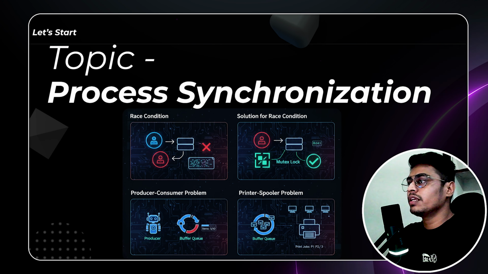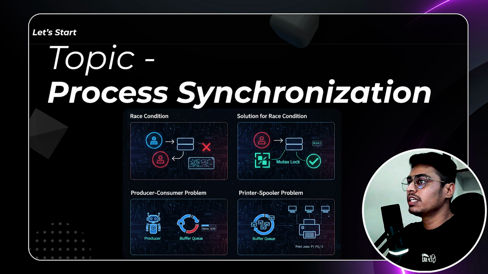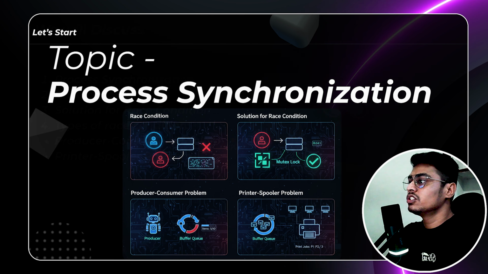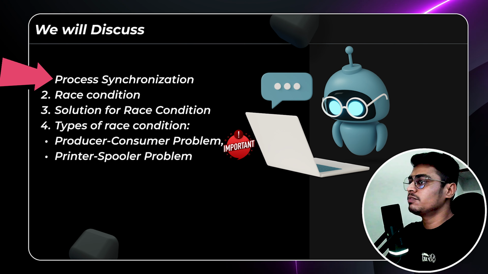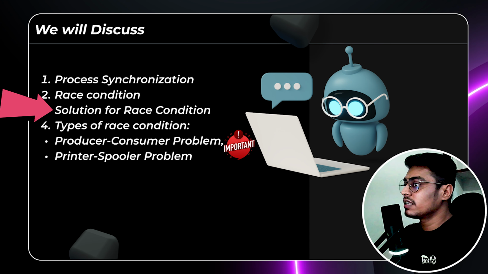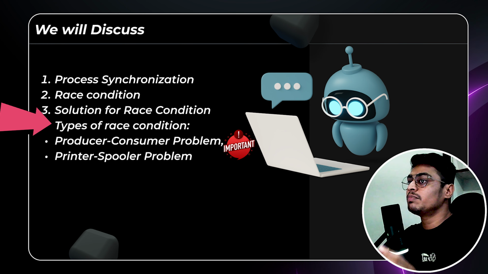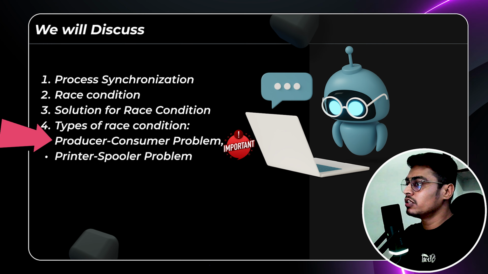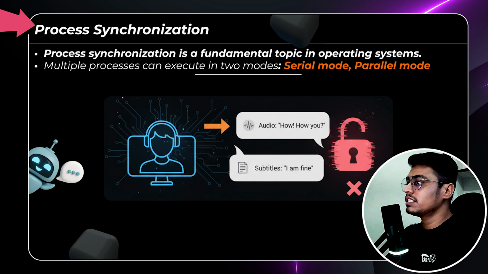Okay, so hello everyone. In this video, we will cover process synchronization and types of race condition. First we will discuss process synchronization, then race condition, and then what is the solution for race condition. Then we will also discuss some types of race condition like the producer consumer problem and the printer spooler problem. So let's start with process synchronization.